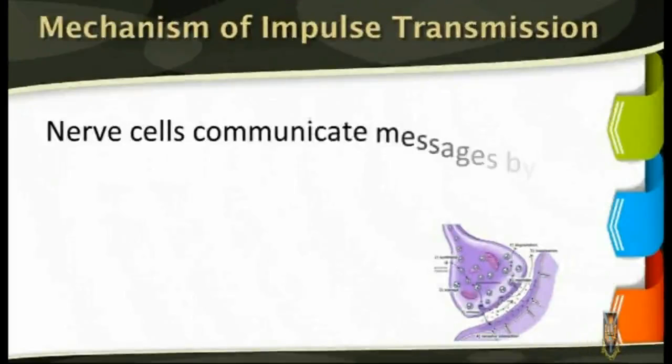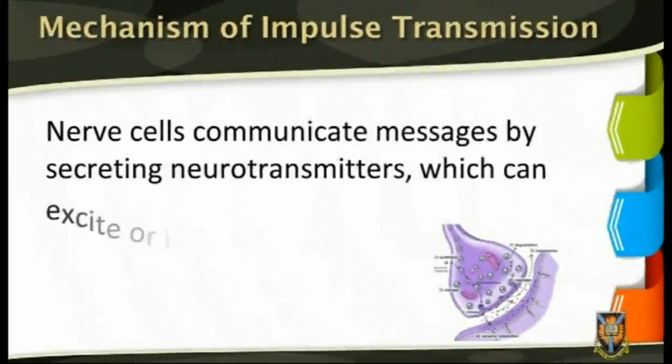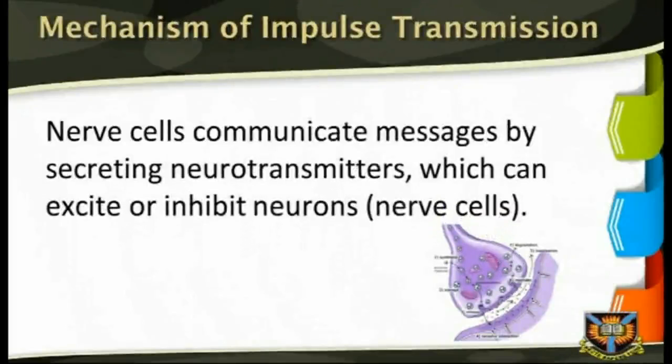Mechanism of impulse transmission. Neurotransmitters are chemicals located and released in the brain to allow an impulse from one nerve cell to pass to another nerve cell. There are approximately 50 neurotransmitters identified. There are billions of nerve cells located in the brain, which do not directly touch each other. Nerve cells communicate messages by secreting neurotransmitters. Neurotransmitters can excite or inhibit neurons, which are nerve cells.